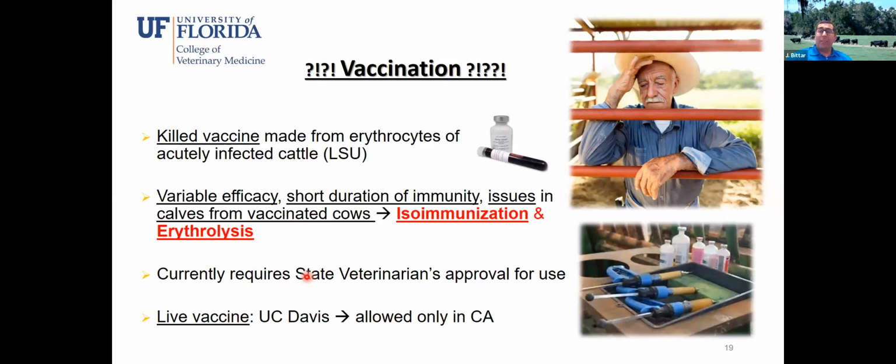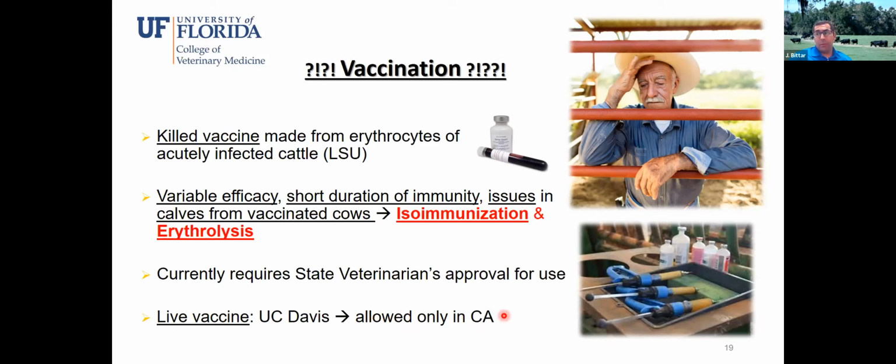This currently requires state veterinarian approval for use. So there's one more layer. You need to work with your veterinarian and also do the bureaucracy to see if the state veterinarian allows you to use it. And then you have those points here that it's not clear cut that it's going to work. There's a live vaccine, with live Anaplasma marginale, that used to be made in California, but that's only allowed in California, so it's not allowed in Florida.